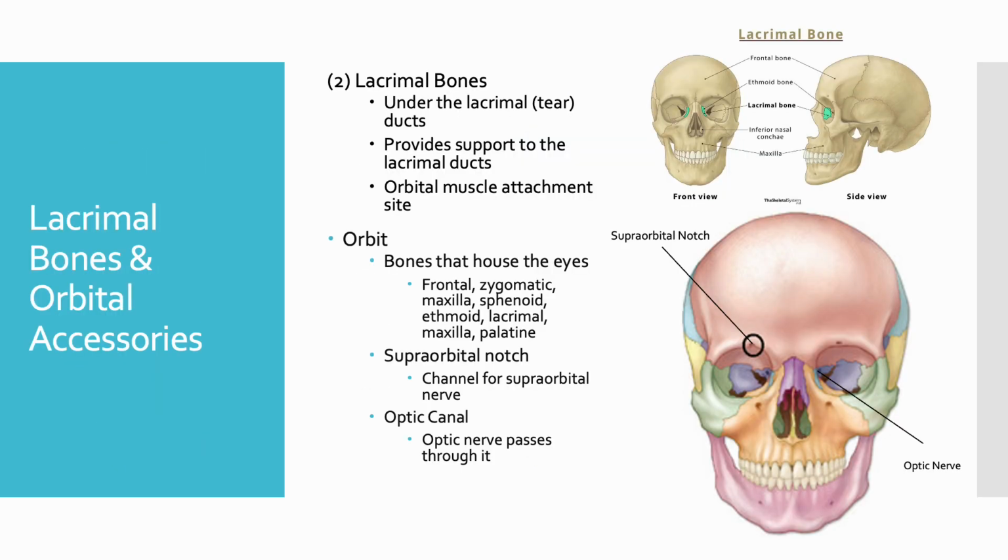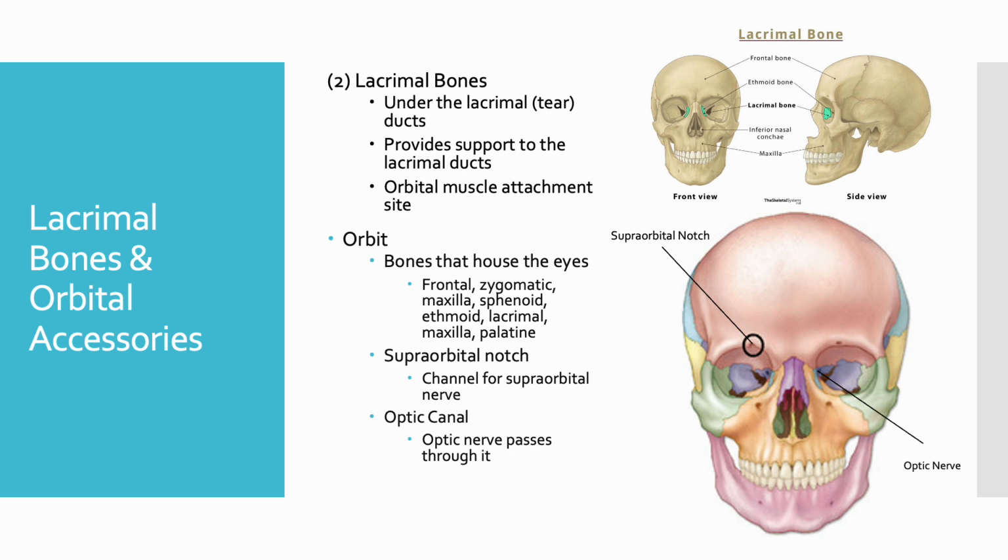Lacrimal bones and orbital accessories. So we have two lacrimal bones. Lacrimal refers to tear duct. Okay, so the tear duct is called the lacrimal duct. The lacrimal bone is the bone that sits right below the tear duct. It provides support and an attachment place for tear ducts and the orbital muscle, so your eye's big muscle.